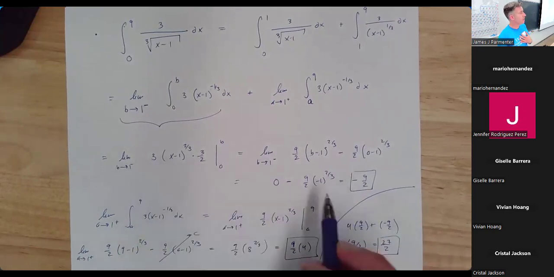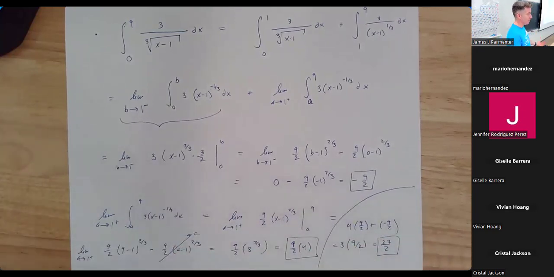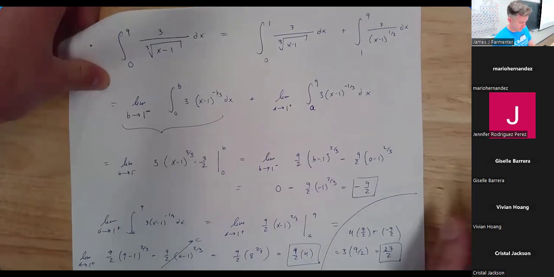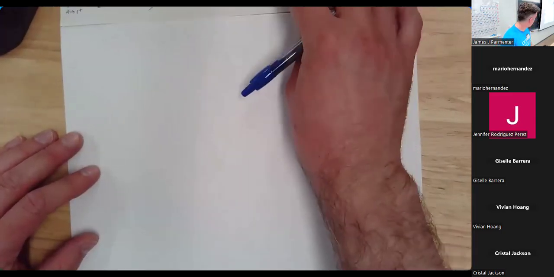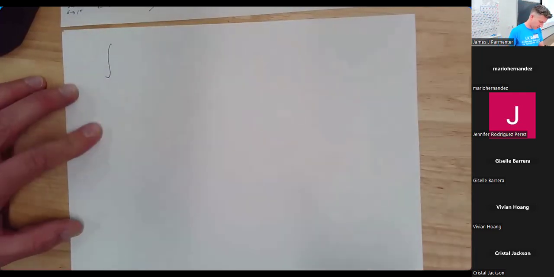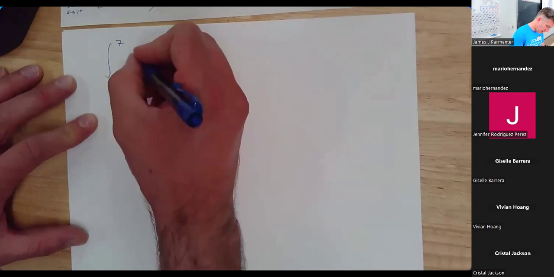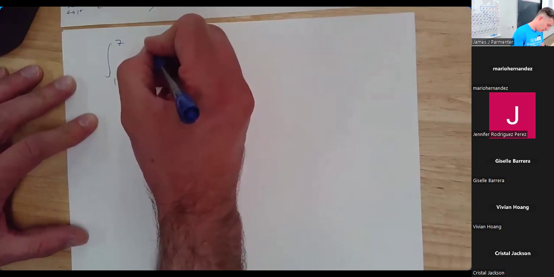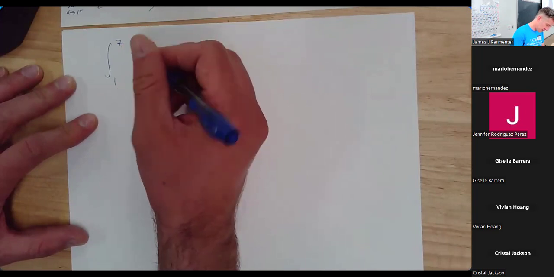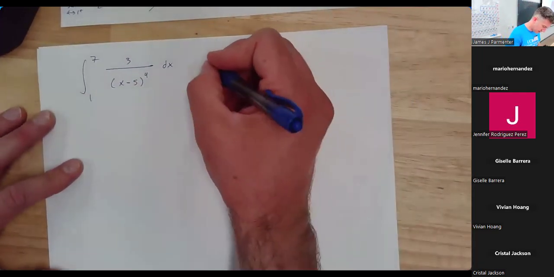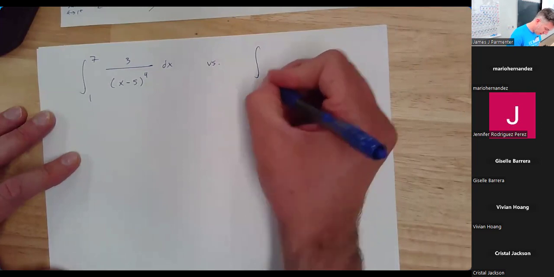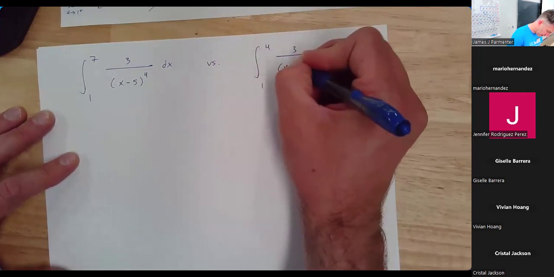Because each of the pieces was equal to a real finite number. If either of these integrals had been infinite, this thing would be divergent. So in fact, let's look at an example that shows that. We can do two of these. Let's say that we were going to do the integral from 1 to 7 of 3 over x minus 5 to the fourth, versus the integral from 1 to 4 of 3 over x minus 5 to the fourth.